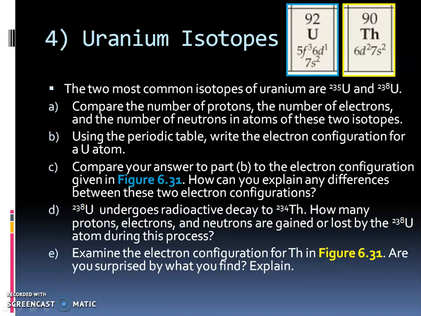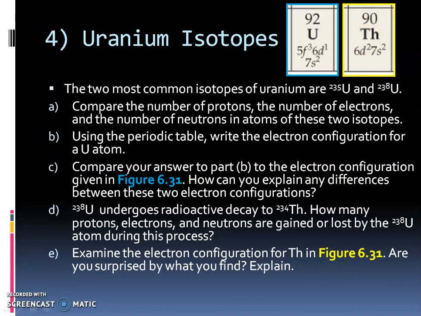Number 4, about uranium isotopes, and no need to look in your book for figure 6.31. It's right here. So I color coordinated. I apologize for those of you who might be colorblind, but for letter C, you're going to use this uranium box up here, and for letter E, you're going to use this thallium box over here.